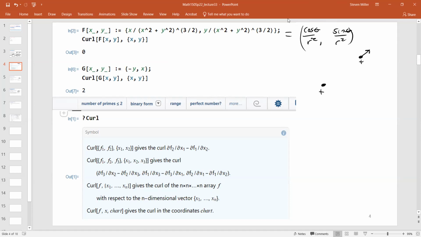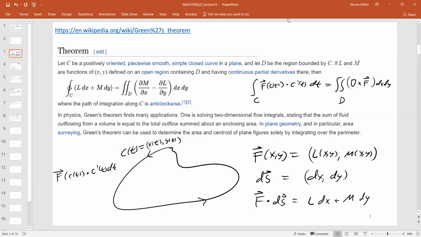So the second one is I chose the function g of x, y. It's a vector valued function. Its first component is negative y. Its second component is x. So its curl is 2. So if you think about this, why would I choose that? Well, the curl is the derivative of the second component with respect to x minus the derivative of the first component with respect to y.